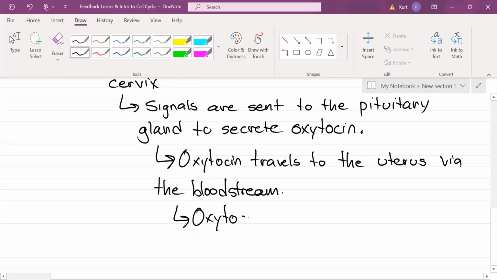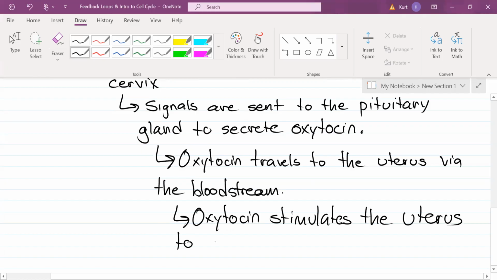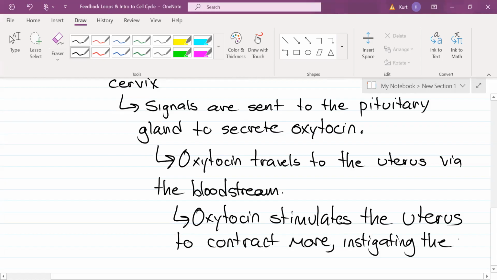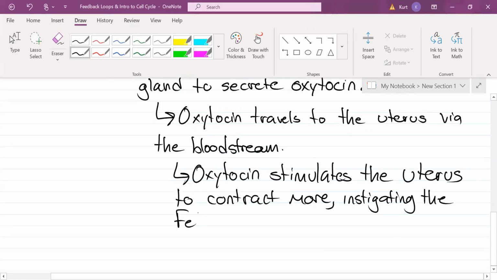Oxytocin stimulates the uterus to contract more, instigating the fetus's head to push against the cervix more.